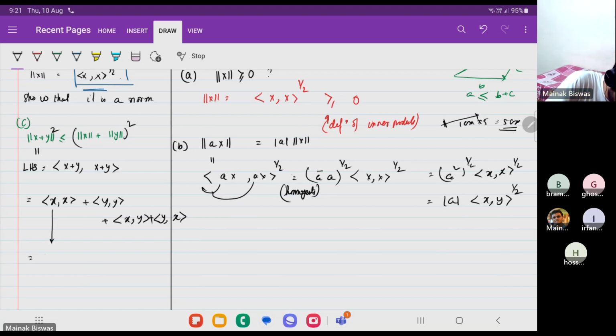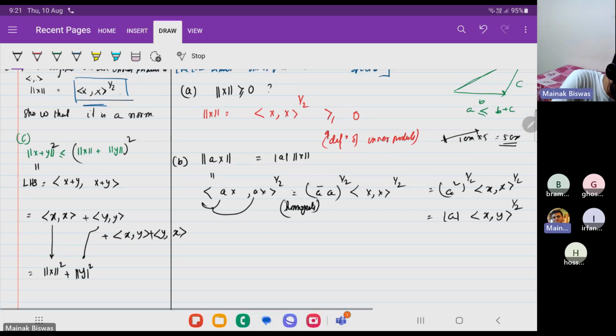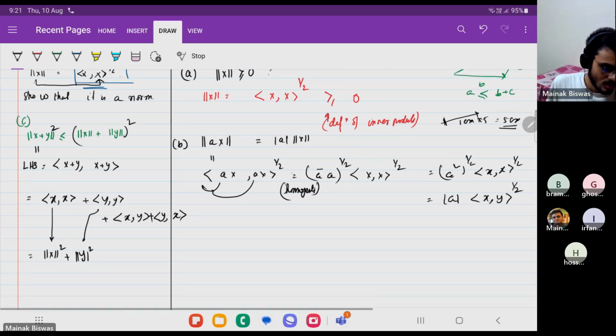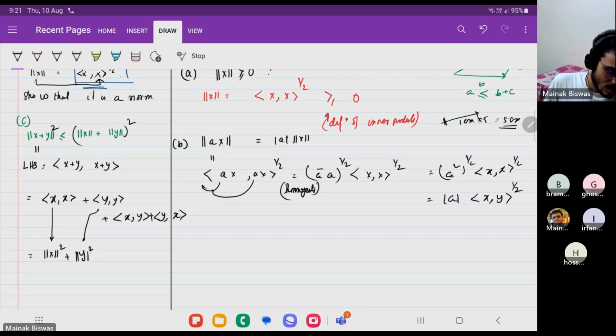What is this? Norm of x squared or not? No, 2. Correct? Yes. This is equal to norm of y squared. By definition, we have defined the norm to be the angular brackets to the power half. So y will be the square of the norm. So what will this term be? This is the major question. Can't anyone tell me what this term is going to be?